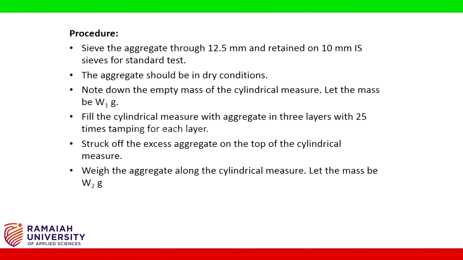Procedure: sieve the aggregate through 12.5 mm and retain it on 10 mm IS sieves for the standard test. The aggregate should be in dry condition. Note down the empty mass of the cylindrical measure. Let the mass be W1 grams. Fill the cylindrical measure with aggregate in 3 layers with 25 times tamping for each layer. Strike off the excess aggregate on the top of the cylindrical measure. Weigh the aggregate along with the cylindrical measure. Let the mass be W2 grams.